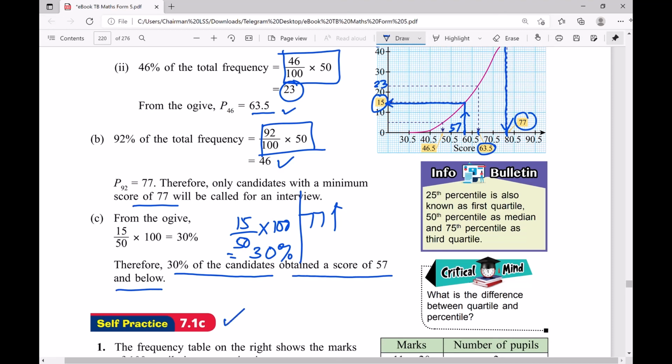Okay, now you can do question sub-practice 7.1, questions 1 and 2. And I'm very sure you can do it.